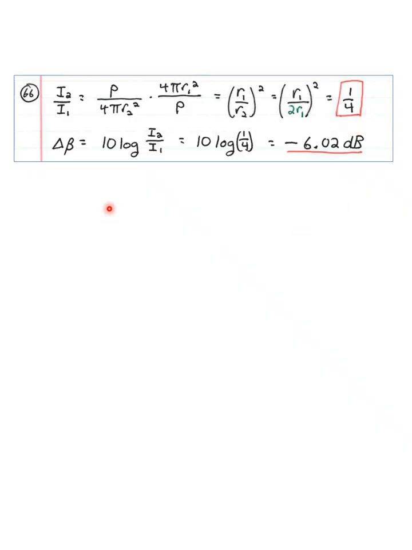The R1s divide out. We're left with, in these parentheses, 1/2 squared, which is 1/4. Now, it also asks us what happens to the decibel level. The difference in decibels, we're going to use this equation for delta beta, is 10 times logarithm of the final intensity over the initial intensity, and we already know that that ratio is 1/4. So 10 times the logarithm of 1/4 is negative 6.02 decibels. So the decibel level decreases by 6.02 decibels.